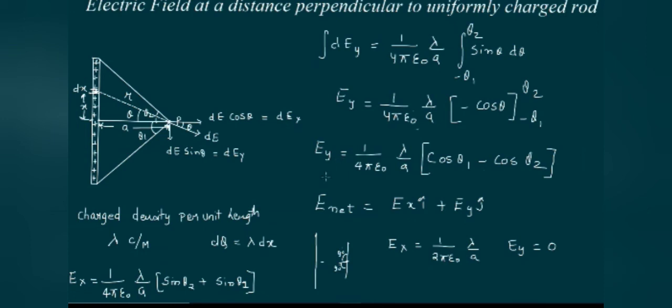Otherwise, we have to substitute the formulas Ex as lambda by 4 pi epsilon a, sin theta 2 plus sin theta 1, and for Ey, lambda by 4 pi epsilon a, cos theta 1 minus cos theta 2.